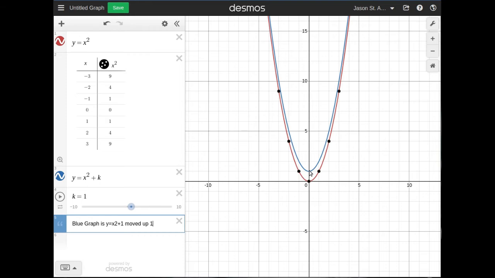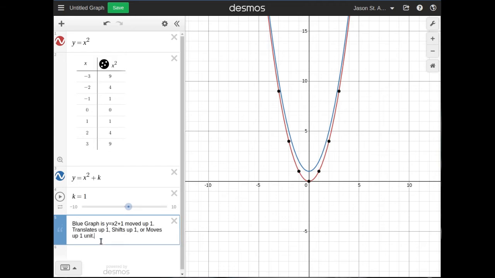And I can tell that from looking at the vertex of each parabola. So the first vertex is (0, 0). But the next vertex translates up 1, or you could say shifts up 1, or moves up 1 unit. Does that make sense? Now, let's test our hypothesis. So imagine that we let k be, instead of 1, let's make it 5.